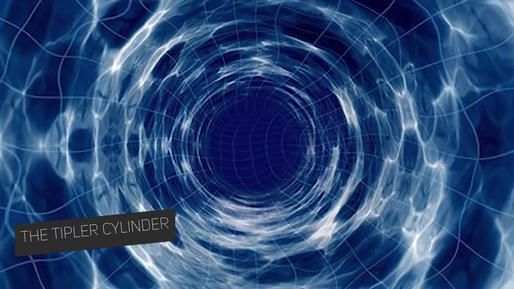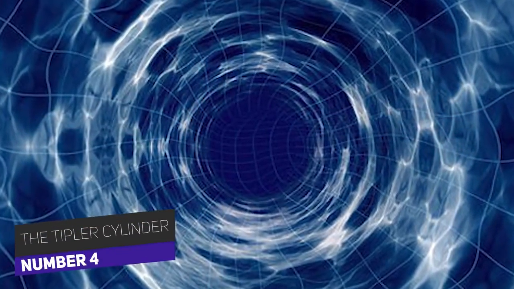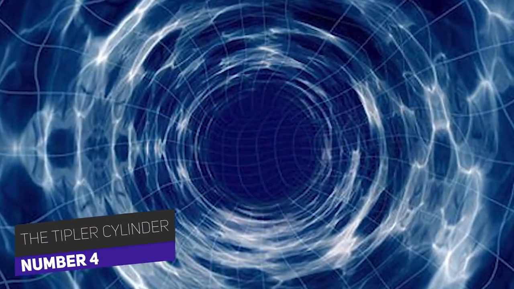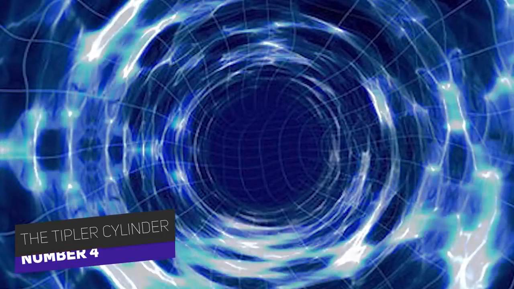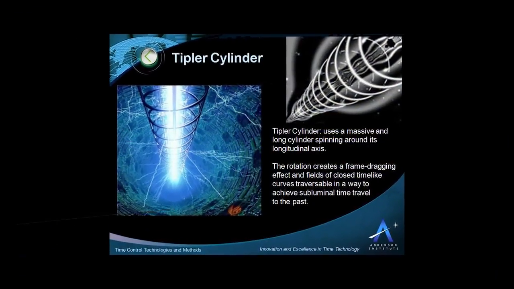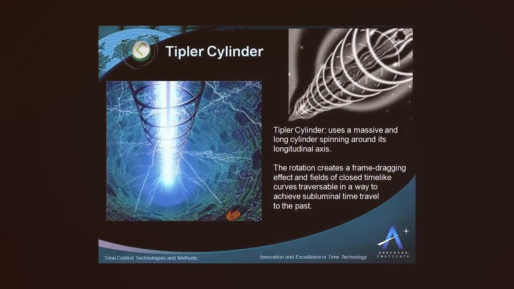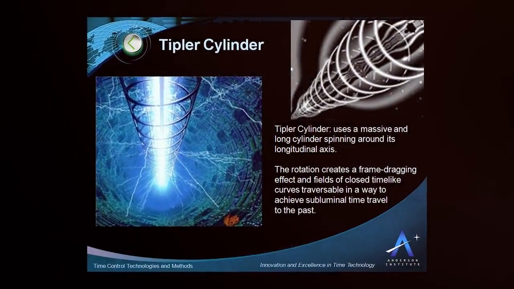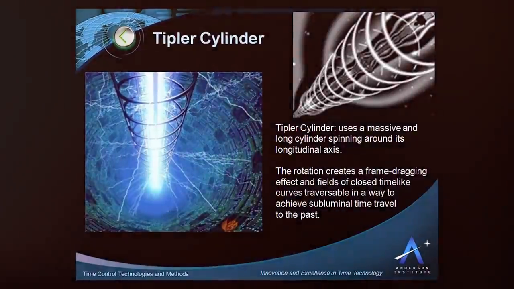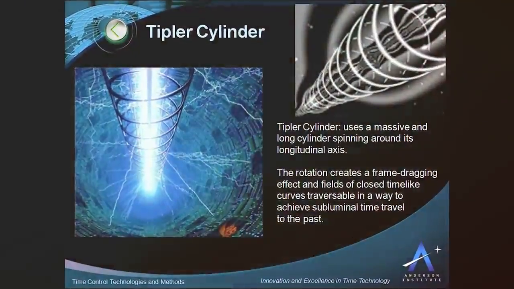Number 4. The Tipler Cylinder. The Tipler Cylinder is a cylinder of dense matter and infinite length, spinning at high speed around its long axis and enabling time travel. If you walk around the cylinder in a spiral path in one direction, you can move back in time, and if you walk in the opposite direction, you can move forward in time. The rotation creates a frame dragging effect and fields of closed time-like curves traversable in a way to achieve time travel. This solution to Einstein's equations of general relativity is known as the Tipler Cylinder.